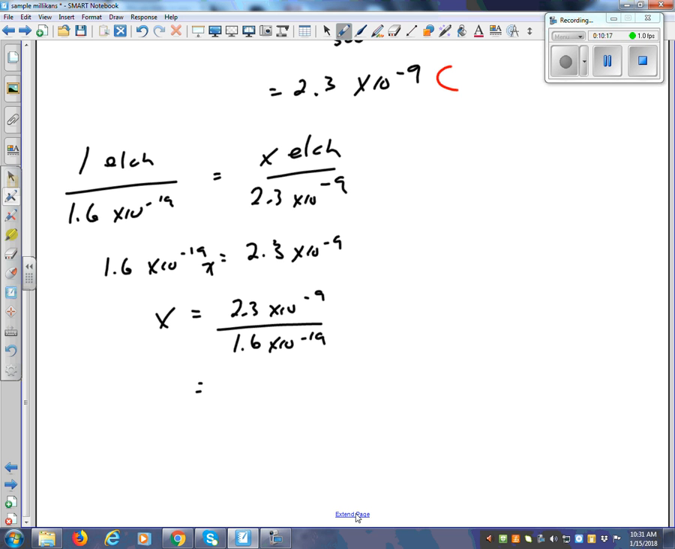That's a lot of electrons. 1.4 times 10 to the 10. It's got a lot of charge. And that is Elches, or if you want, electrons. That would be one more step, right? That would be like a third mark kind of thing. Okay, so that's been the warm-up.